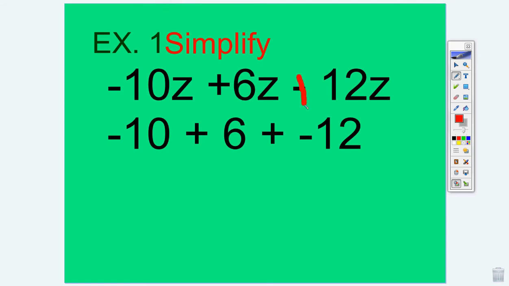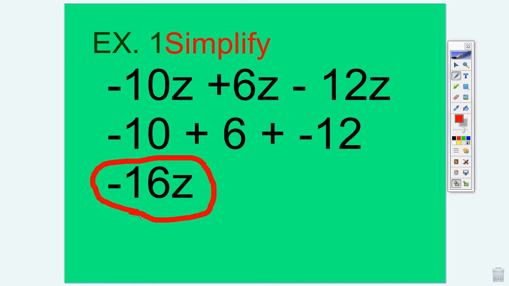Then that's where I get the plus negative 12 from. But however you look at it, that's where I'm combining. So negative 10 plus 6 is negative 4, plus negative 12, negative 16. Of course, then I put the z back on. And that's simplified. It's as far as I can go with that. All right, let's move on to another one here.